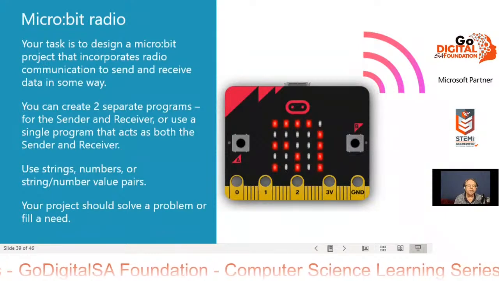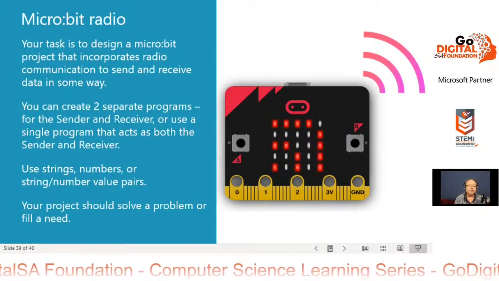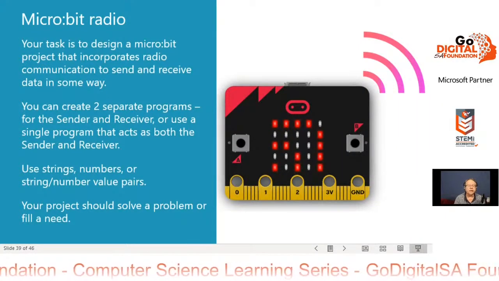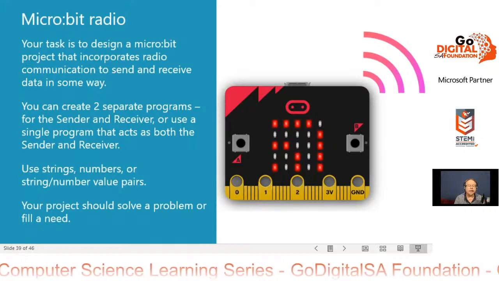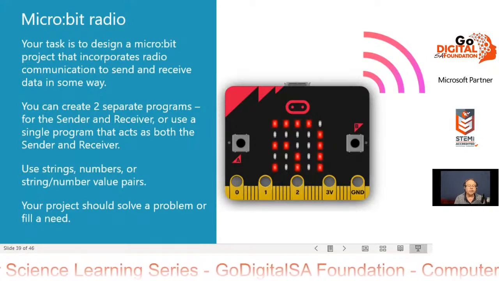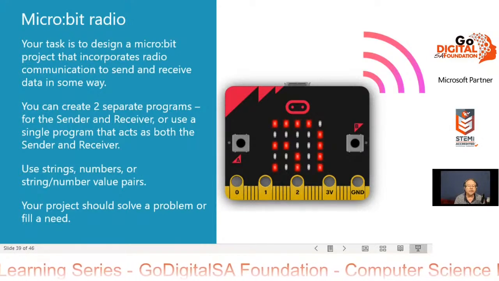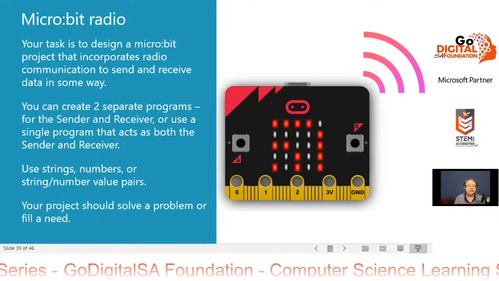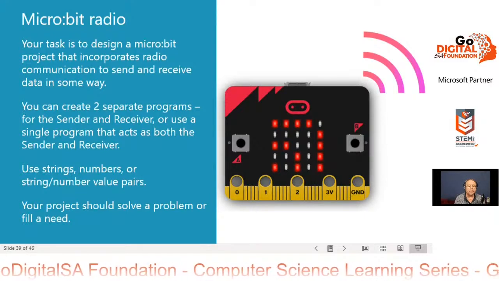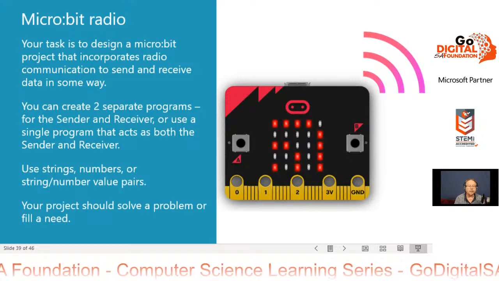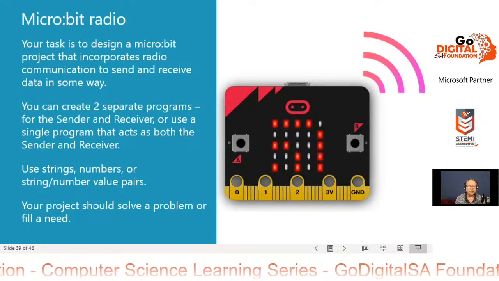Okay, so microbit radio, your task is to design a microbit project that incorporates radio communication to send and receive data in some way. You can create two separate programs for the sender and receiver, or use a single program that acts as both the sender and receiver. Use strings, numbers, or string number value pairs. Your project should solve a problem or fill a need.